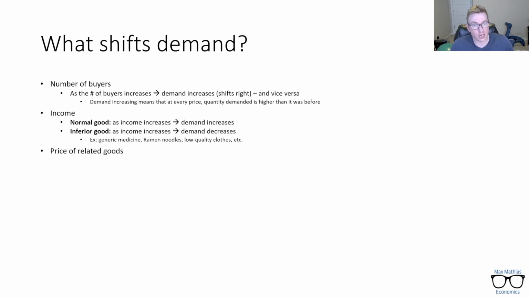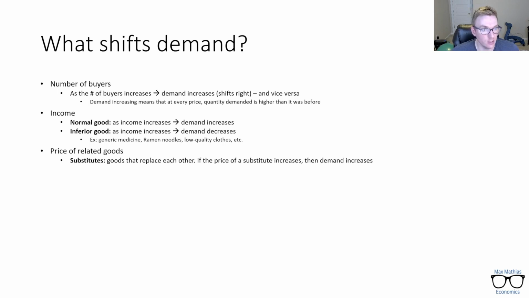All right, so price of related goods. Here is another example where we got to break it into two categories. The first category are what we call substitutes. So substitutes are goods that replace each other. And the rule is that if the price of some substitute increases, my demand for the current good increases as well. So some examples of this, like coffee and tea, right?